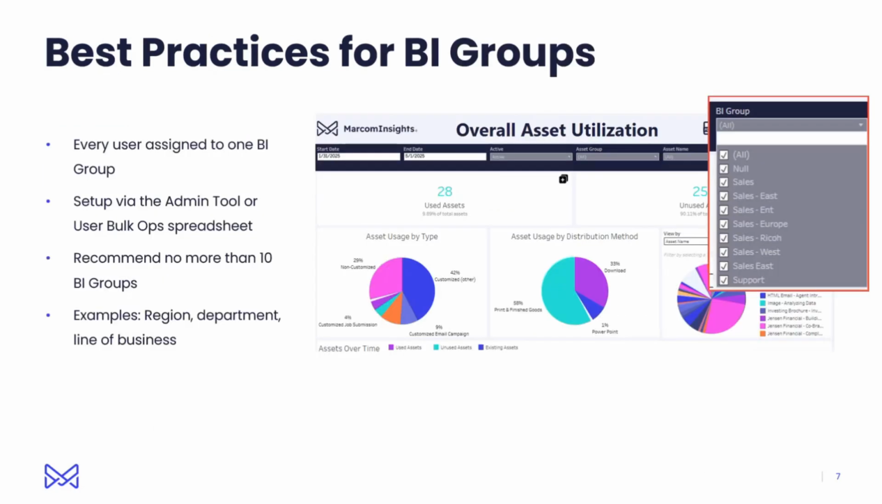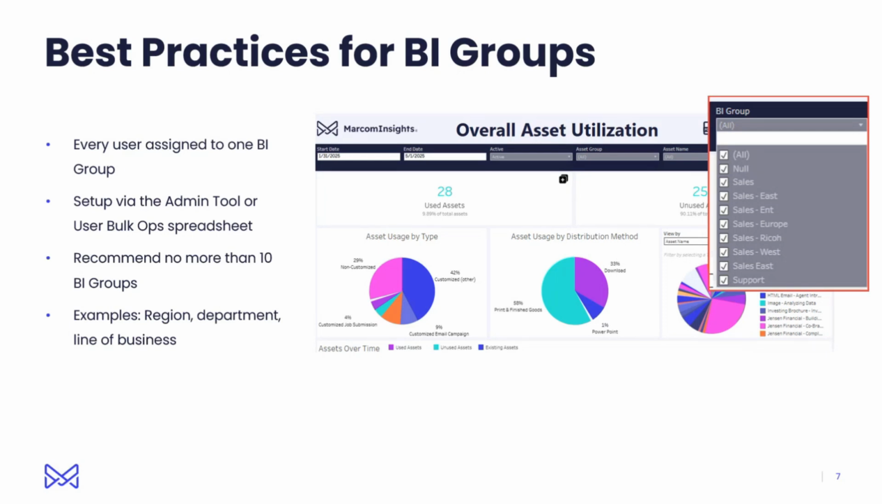So BI groups allow you to segment your data in a way that's beneficial for your company. They are different than user groups. The user groups in the admin tool are based on permissions and what users can see in the portal. BI groups allow you to filter your data based on these report groups.